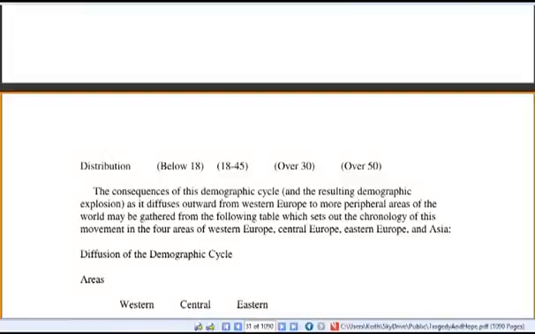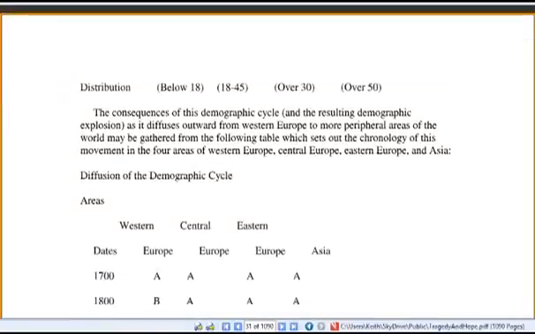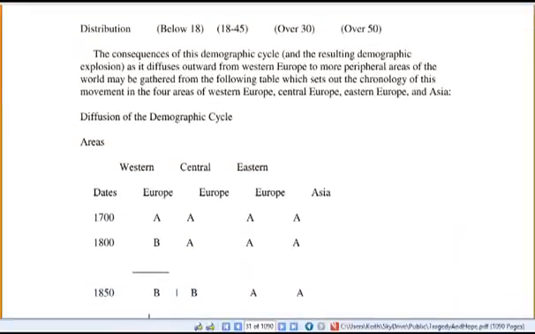The consequences of this demographic cycle, and the resulting demographic explosion, as it diffuses outward from Western Europe to more peripheral areas of the world, may be gathered from the following table, which sets out the chronology of this movement in the four areas of Western Europe, Central Europe, Eastern Europe, and Asia. Diffusion of the demographic cycle. Areas: Western Europe, Central Europe, Eastern Europe, Asia.